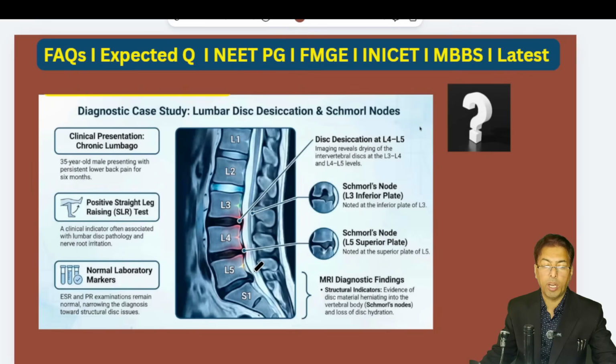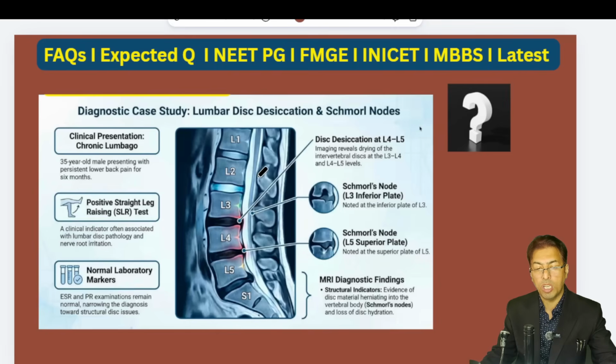This tests the ability of a student to recognize disc desiccation, spinal cord tumors, and to distinguish metastasis within the vertebra. This patient presented with persistent low back pain for months together, and his straight leg raising test was positive, and ESR and other examinations were normal, because that's important. In myeloma ESR is increased, and PR examination in case of vertebral metastasis will suggest prostatic enlargement or a hard prostate.